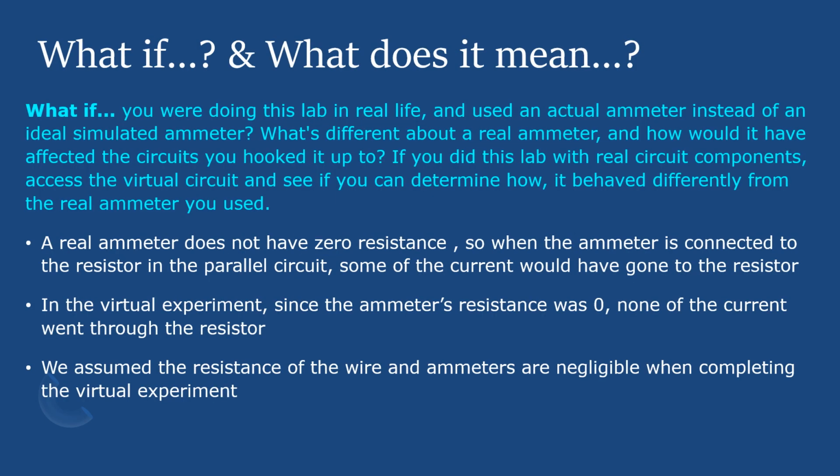If a real emitter was used in a lab, because a real emitter does not have zero resistance, when the emitter is connected to the resistor in a parallel circuit, some of the current would have gone to the resistor. In the virtual experiment, however, since the emitter resistance was zero, none of the current went through the resistor.